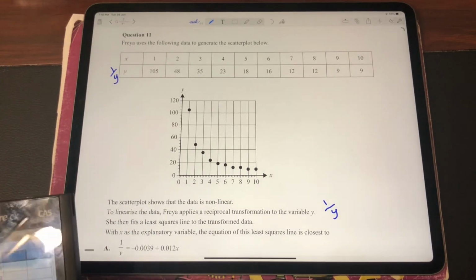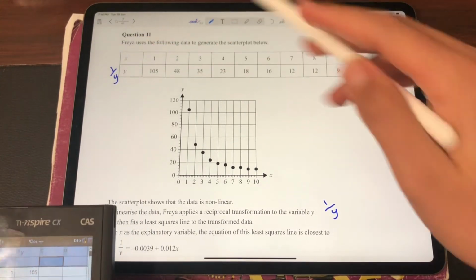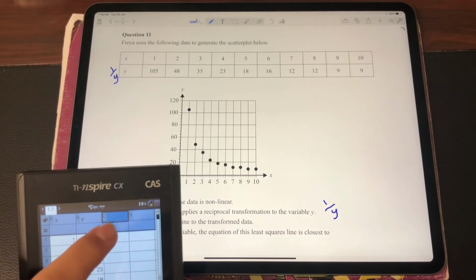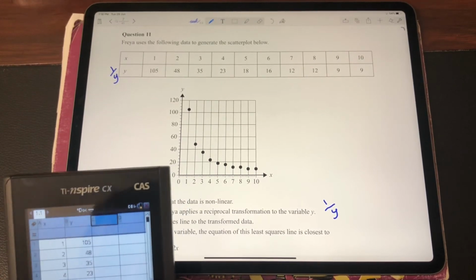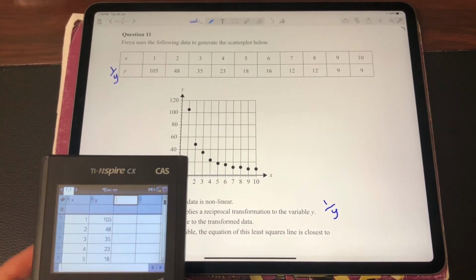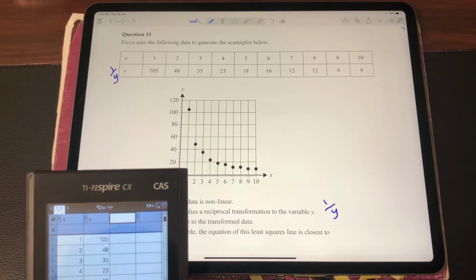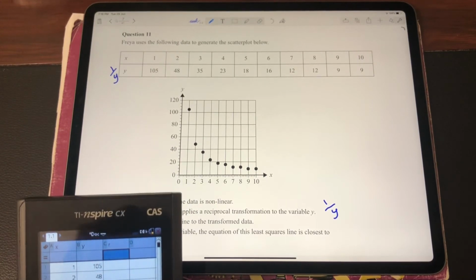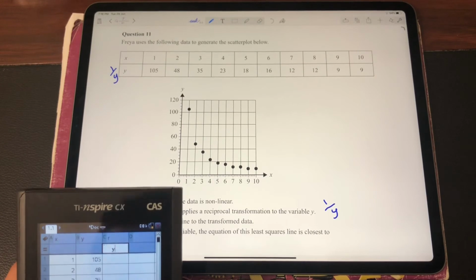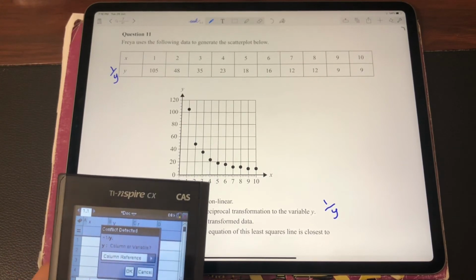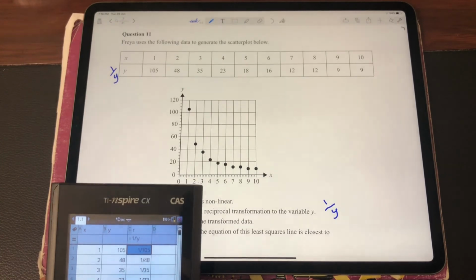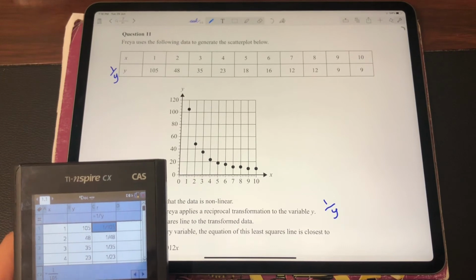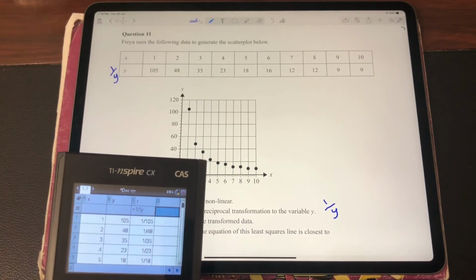And then we want to apply the reciprocal transformation to the variable y. You can go up to the top row in the third column and write in a name for the variable. We can just write R for reciprocal. Then you enter a fraction, 1 on y, which is your reciprocal transformation, and hit enter. Then you go down to variable reference and hit OK. And you'll get a list of numbers, which is the reciprocal transformation applied to the variable y.